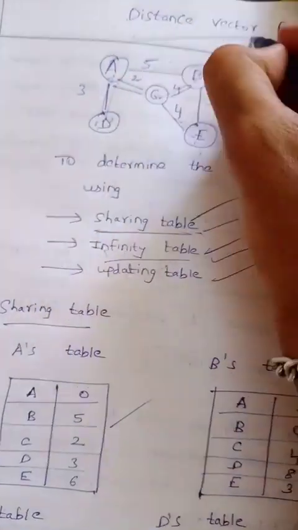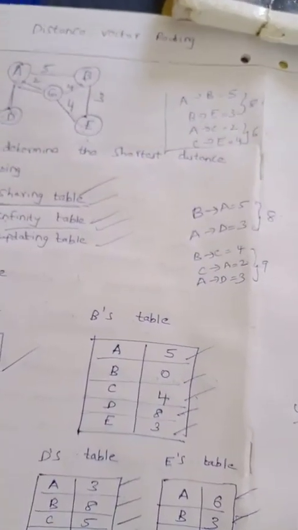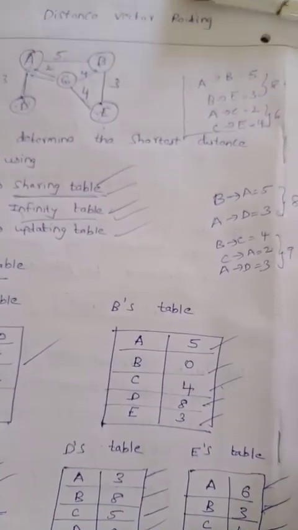So this is distance vector routing using the routing protocols. This is one of the routing protocols in the network. So thank you.